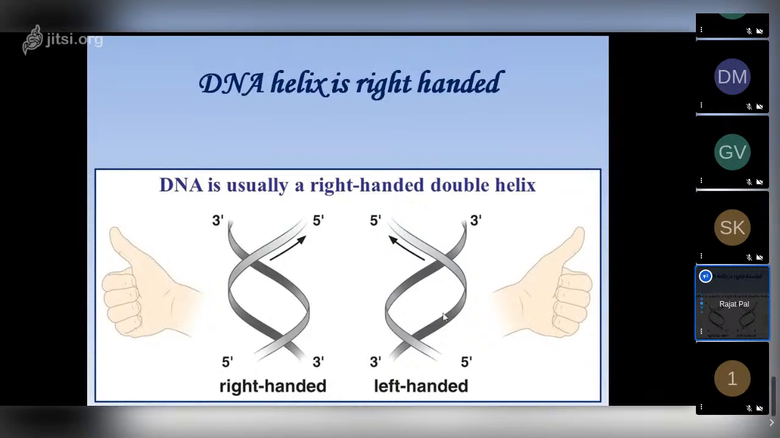This is the left-handed double helix. In DNA, this is not present. The helix is not moving in this direction. In DNA, the helix is moving in this direction. So likewise, we will draw our DNA molecule.